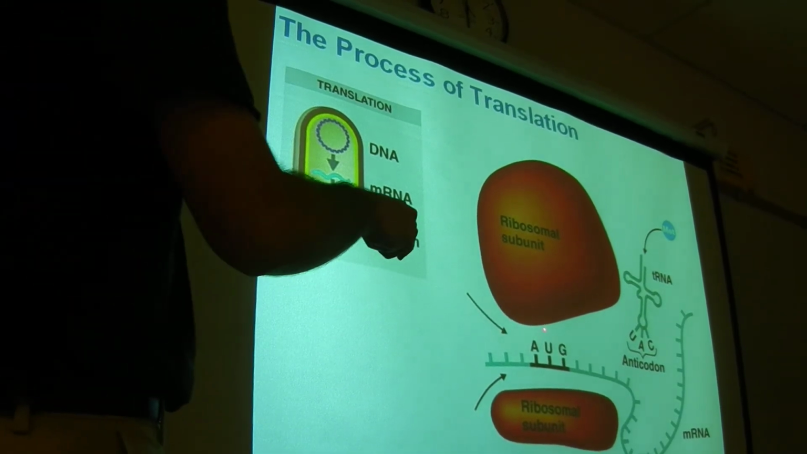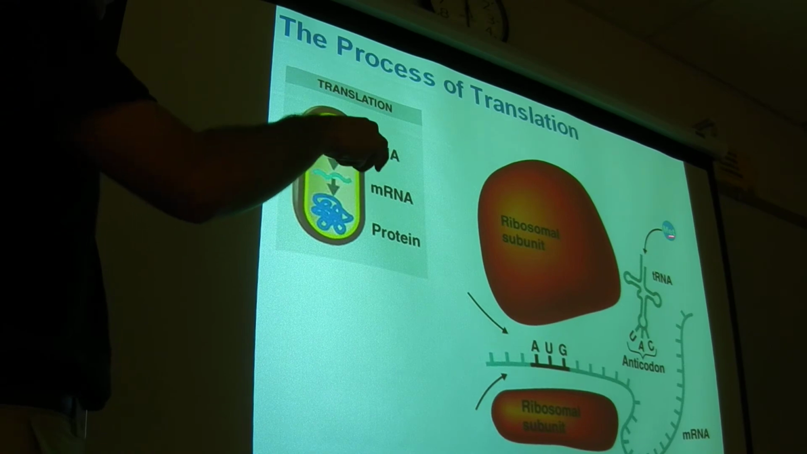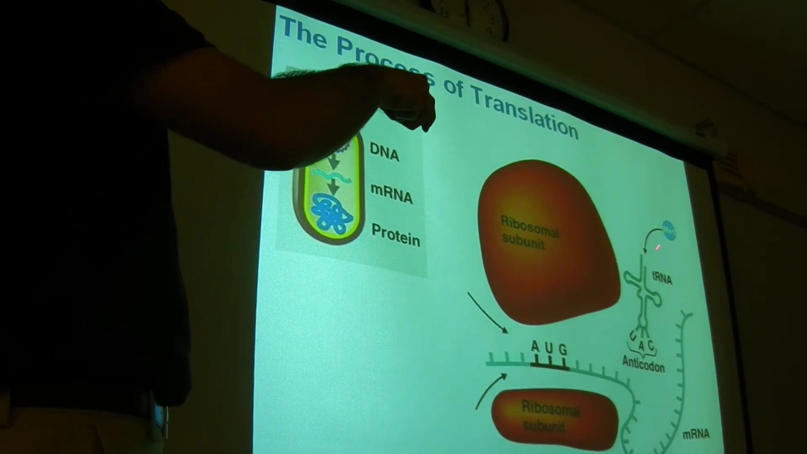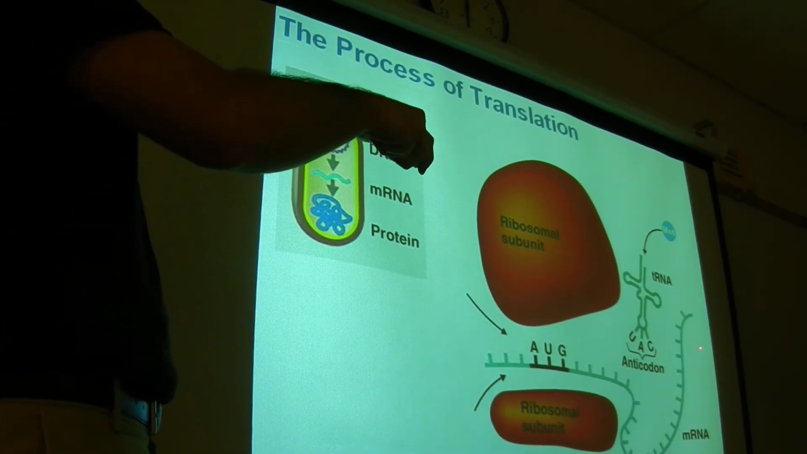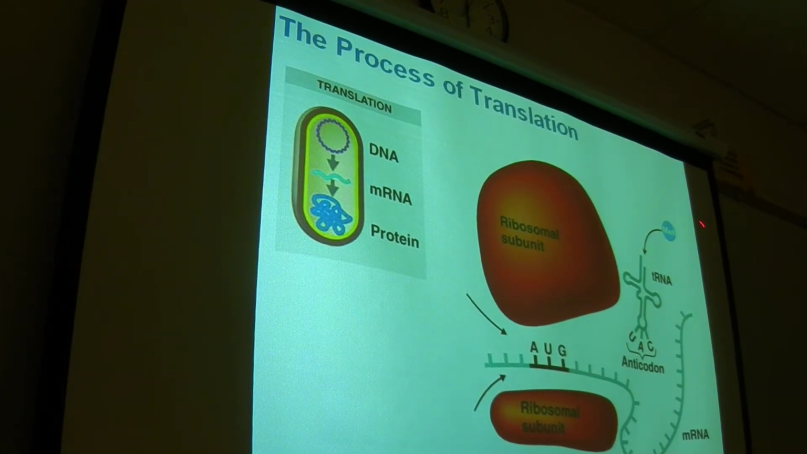Okay? So AUG can only bind UAC. That's the only thing it can bind. So there's a bunch of these floating around. The one that has methionine happens to be UAC, so it will bind to this first position. That's why every protein starts with methionine, okay? Because the start codon is always AUG, and AUG always gives you a methionine.